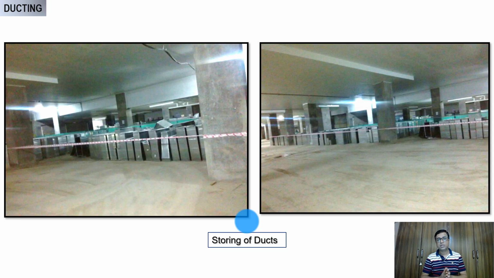Now, how do we store the ducts? These are the ways of storing the ducts. Generally, a duct which comes from the factory will have identification, which will be easy for you to segregate the ducts.